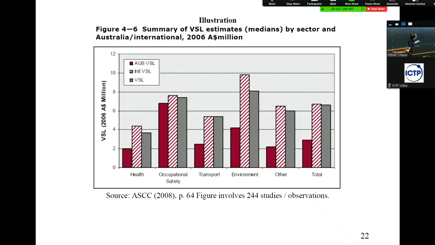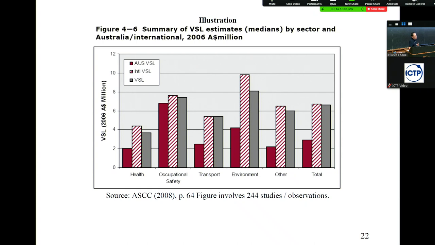And on the x-axis, you have different sectors: health, occupational safety, transport, environment, other. Here, it's the average of the Australian studies and the international studies. And you can see that for health, for instance, the different studies that compute VPF get lower VPF than for occupational safety here, or less than transport. Environment gets the highest average VPF, and other risks are in the middle between these two.